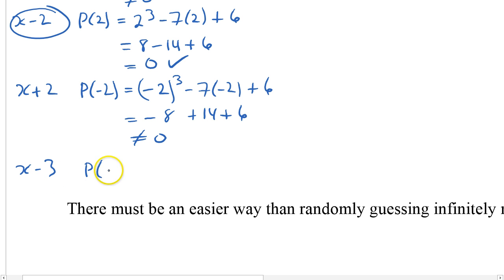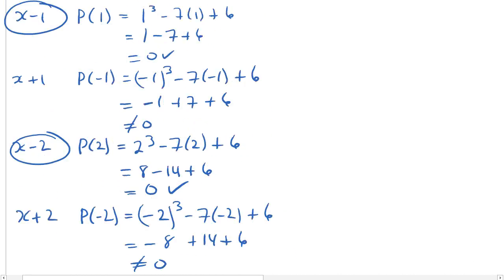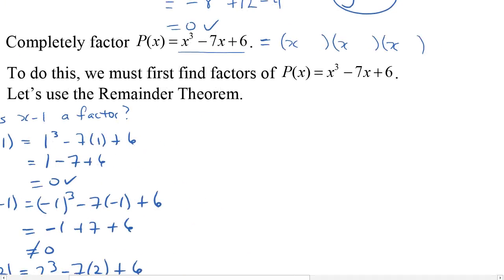So I have a P of 3. So I get a 3 cubed minus 7 times 3 plus 6. 3 cubed is 27 minus 21 plus 6. No, that's definitely positive, so it's not 0. Okay, I'm doing lots of work here, and I've got a little bit left to do.